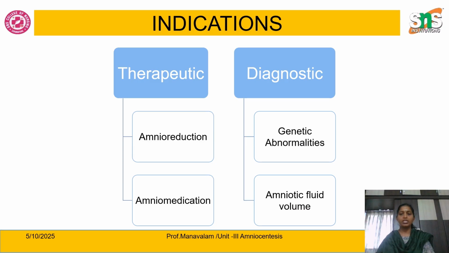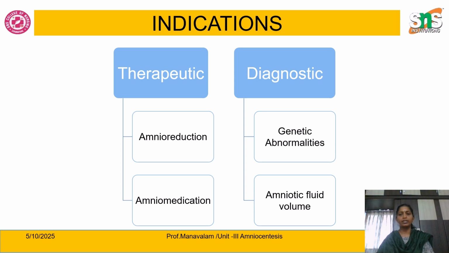Second one is amniomedication. It is not a common procedure used to treat the baby, but sometimes they give antibiotics through this amniocentesis procedure in case of any kind of infection that is affecting the fetus. So these are the two therapeutic purposes for which they are using the amniocentesis procedure.